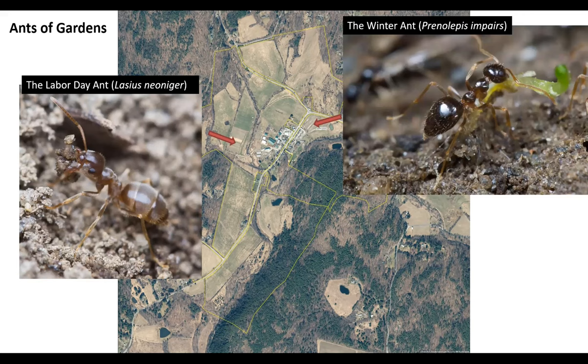The winter ant, Prenolepis imparis. This ant is called the winter ant because it's one of the first to come out in the spring and the last to leave in the fall. So it does really well at colder temperatures, and that's kind of the niche it's in. It's out where other ant species usually aren't, and it's able to forage then.